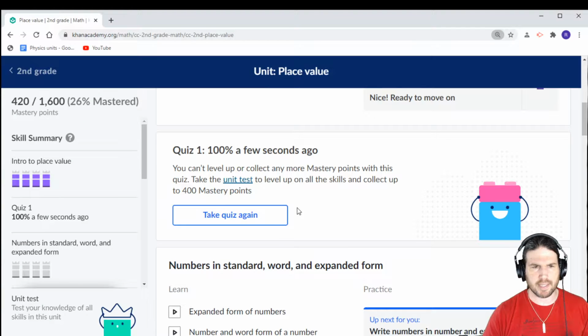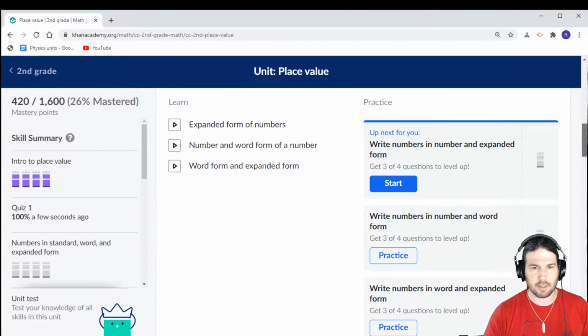Moving on. We are 26% of the way through just this one topic, this one unit.